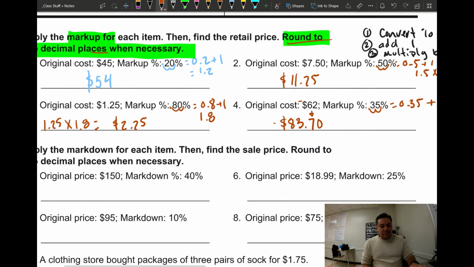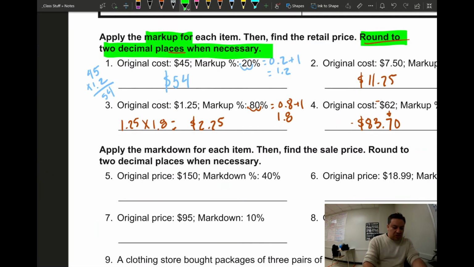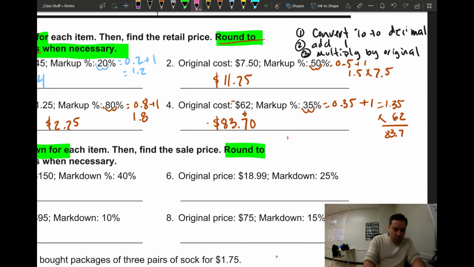Same thing for markdown. Now we're going to find the markdowns. Markdowns round to 2 decimal places. For markdowns, it's going to be a bit different, but not too much. Step 1 for markdown, convert to decimal. Step 2, subtract from 1. Step 3, multiply by original.